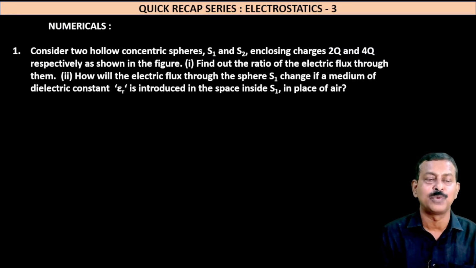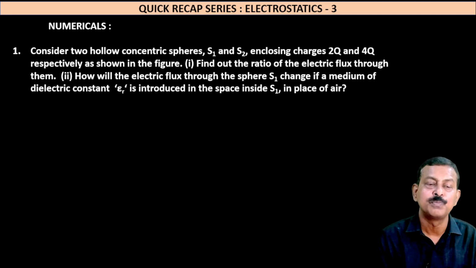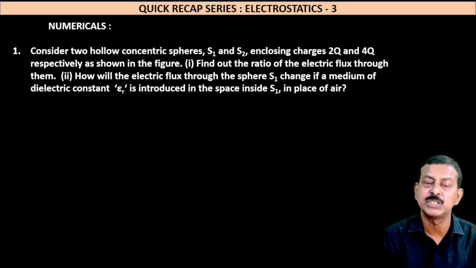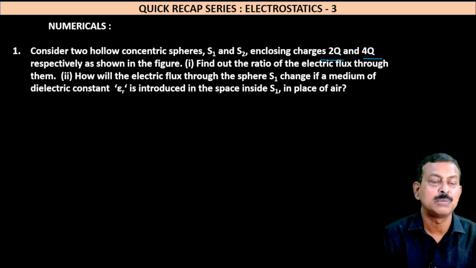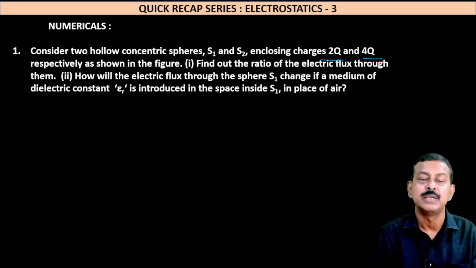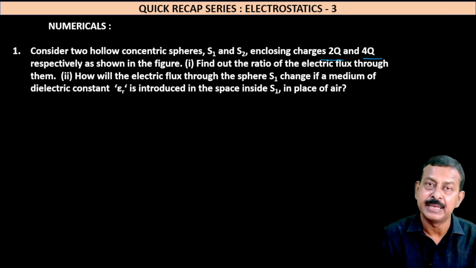So the first one, consider two hollow concentric spheres S1 and S2 enclosing the charge 2Q and plus 4Q respectively as shown in the figure. Find out the ratio of the electric flux through them. How will the electric flux through the sphere S1 change if a medium of dielectric constant epsilon r is introduced in the space inside S1 in place of air?